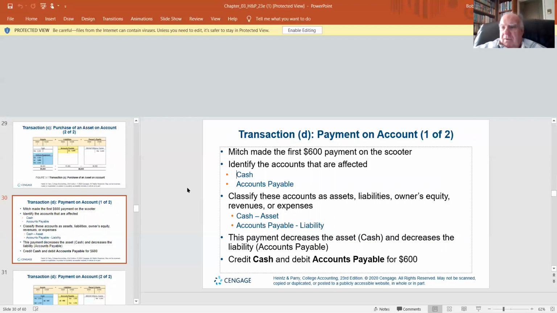So there's an example of a journal entry. I will say that it is an example of an entry that affects two accounts in the same direction, one with a debit, one with a credit.